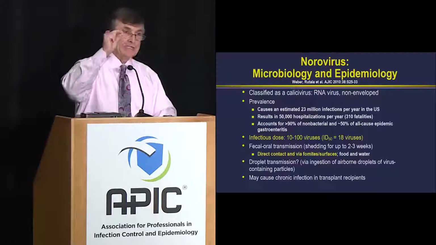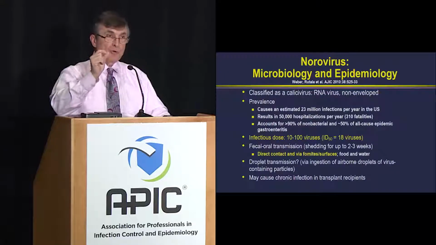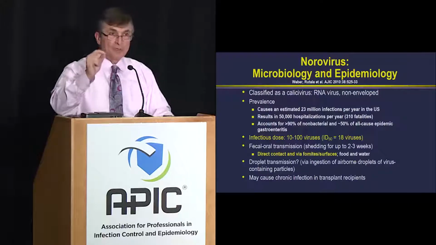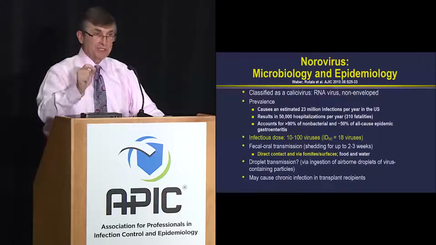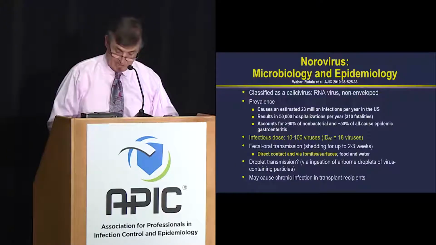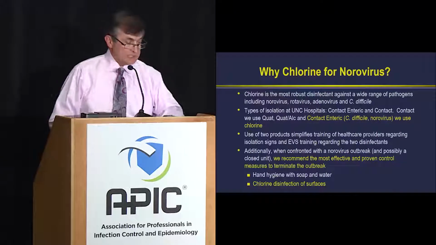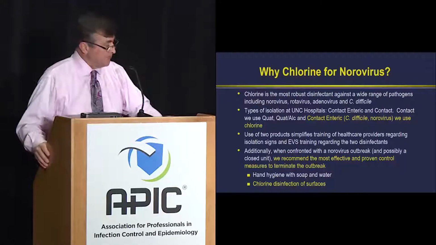And one of the reasons that it's so infectious and capable of transmitting disease is that it has a very low inoculum, or a very low dose. It only requires 18 viral units, or virions, to cause infection. And that's why we have to be very, very effective in our reduction of contamination with norovirus, as well as other pathogens in healthcare.